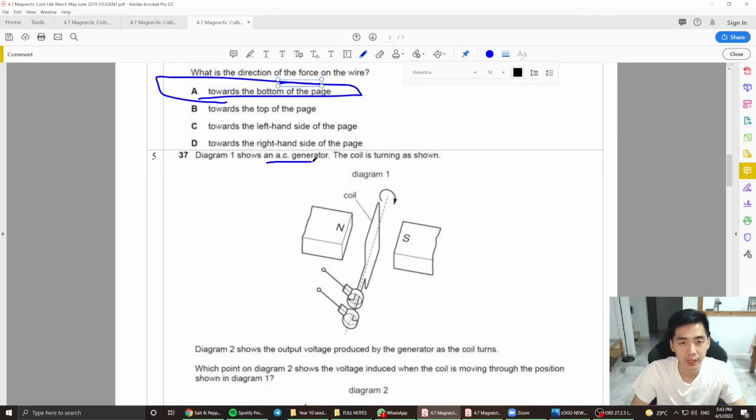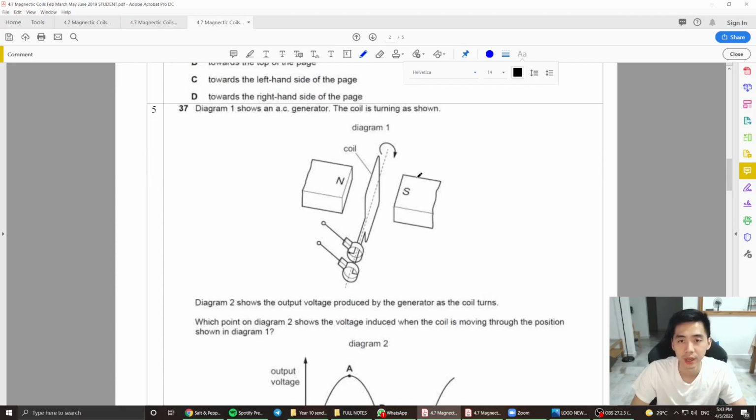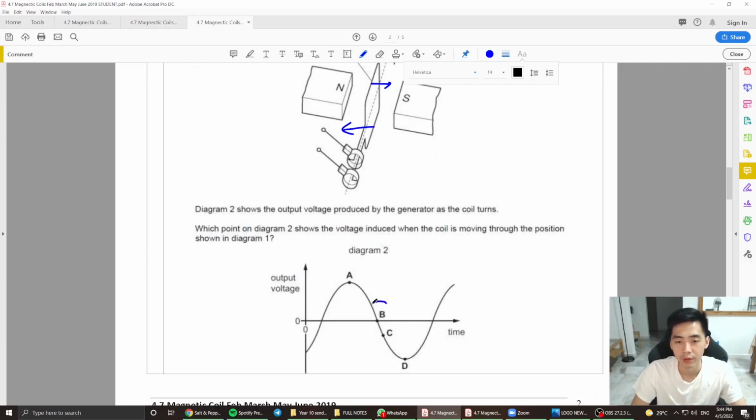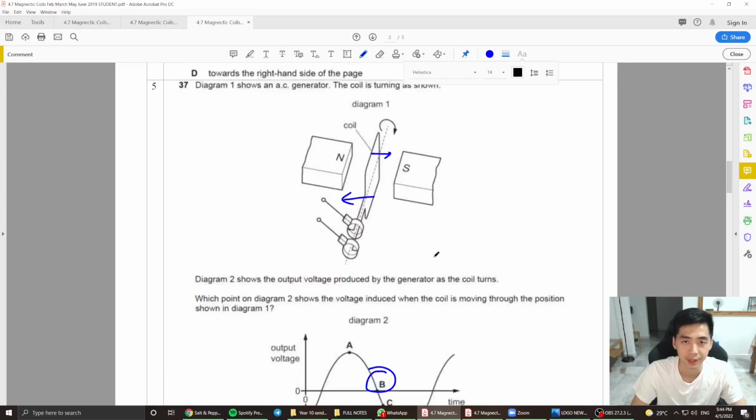The diagram shows an AC generator. The coil is turning as shown. The diagram shows the output voltage by the generator as the coil turns. Which point on diagram 2 shows the voltage induced in this coil when moving through the position shown in diagram 1? Now at this position here, you can see that the coil at this instance is actually moving parallel with the magnetic field. If it's moving parallel with the magnetic field, obviously the current generated and voltage generated should be at the minimum. So B should be the answer here, guys.